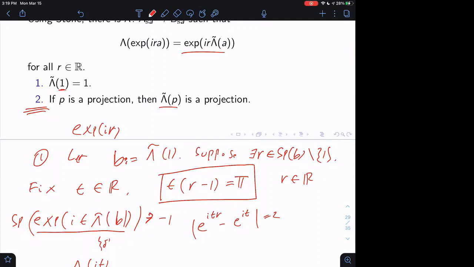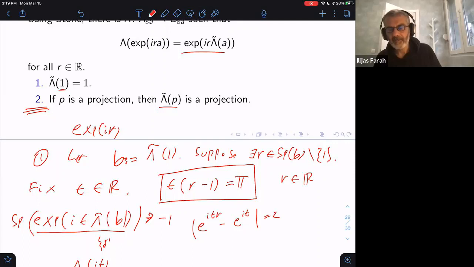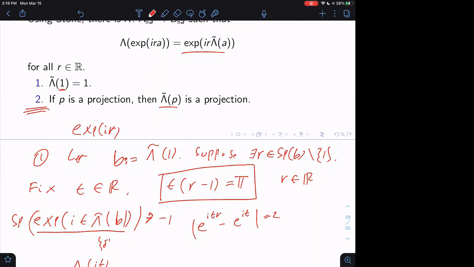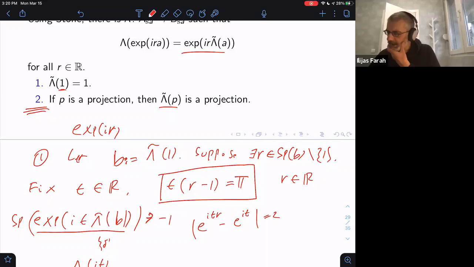Sorry, can I ask a question? Yes, of course. When you wrote the spectrum, you have a lambda tilde of b. Why can you evaluate that at b? Because isn't b in the right side, or am I confused? Wait, b is lambda tilde of 1.